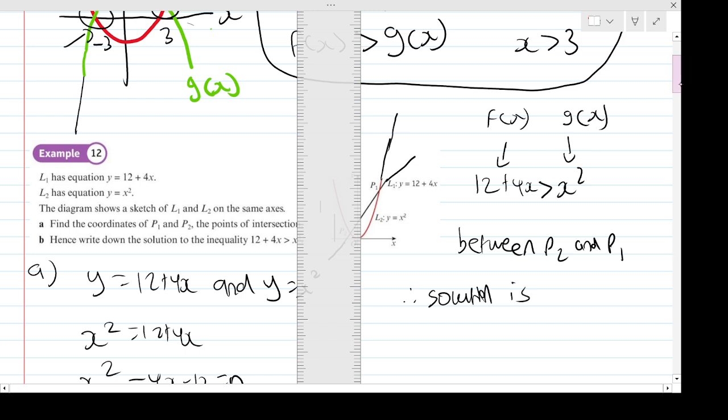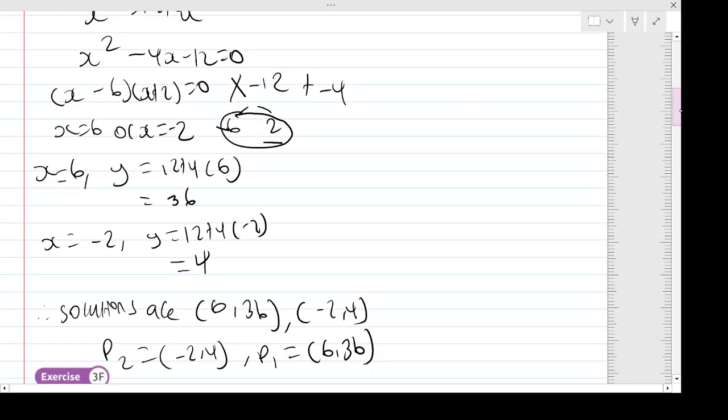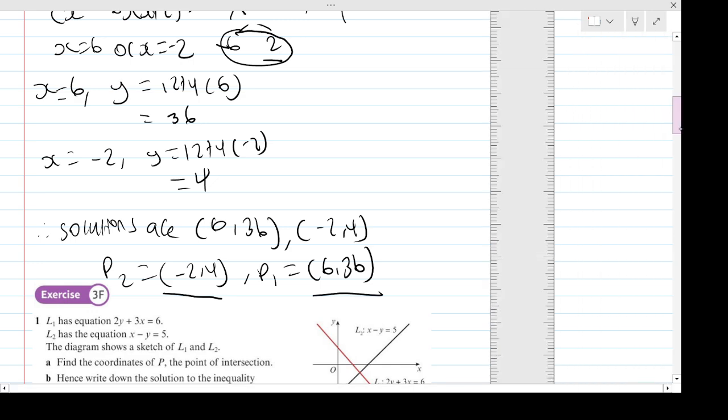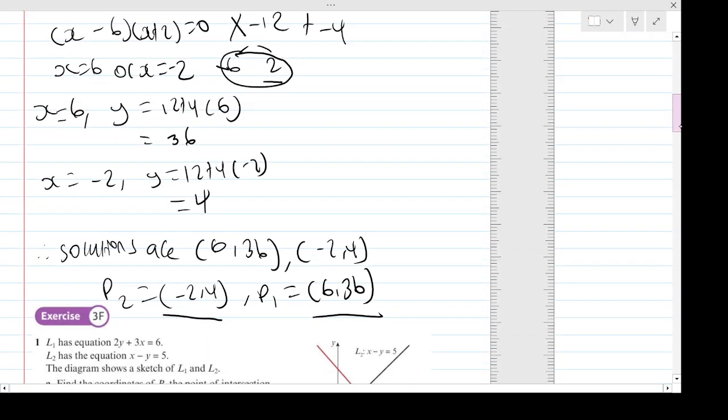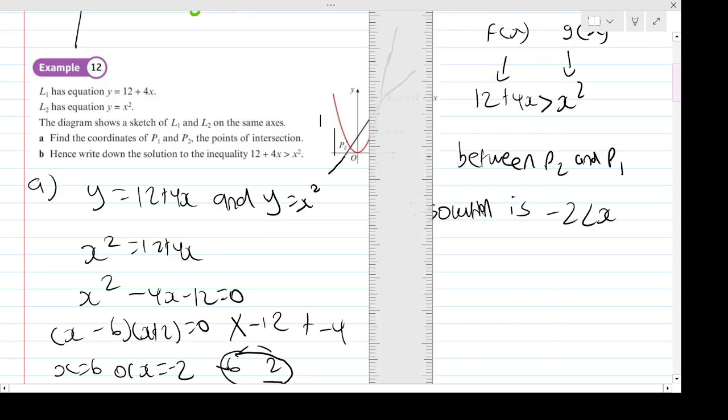But we know the x coordinates of both these points. We worked that out in part A. P2 we know is -2, 4, and P1 is 6, 36. So the x values are going to be between -2 and 6. And that's our answer. Cool.